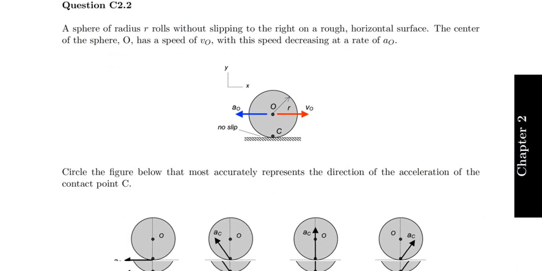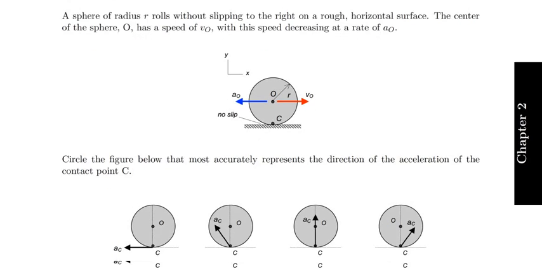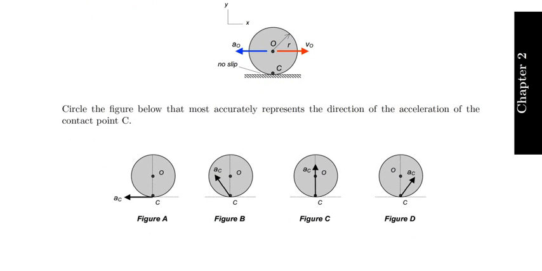Here we have a sphere of radius r that we're told rolls without slipping to the right on a rough horizontal surface. The center of the sphere O has a speed v0, and this speed is decreasing at a rate of a0, which means, of course, the acceleration vector is pointing in the opposite direction. Based on this information, we're asked to circle the drawing that most accurately represents the acceleration of the contact point C. Now this is a relatively straightforward process for us to go through.